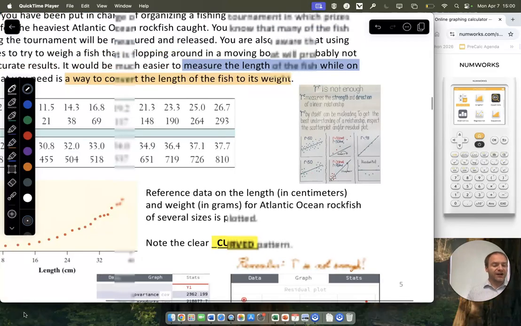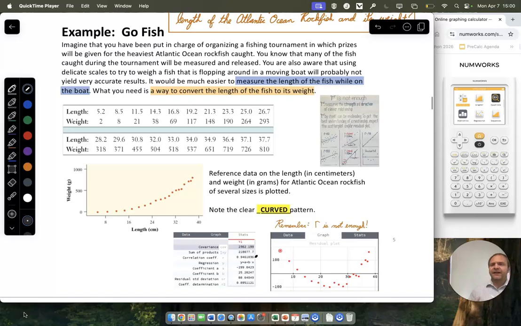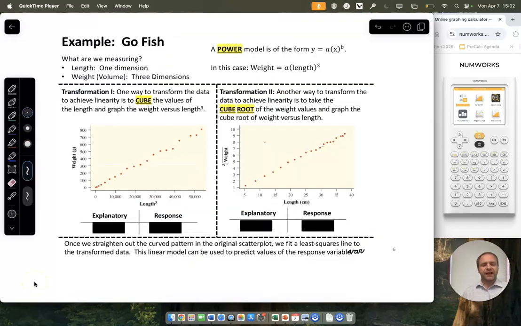So I wanted to talk about that on this slide: this information is curved, but if you were just to type the numbers in, you may go, oh, look, the R is pretty strong at 0.946. But it's a curved residual plot, so it's not going to quite work for us for a linear relationship. So we're going to have to straighten it out. We are going to use a power model in order to straighten out the data, straighten out the curve.